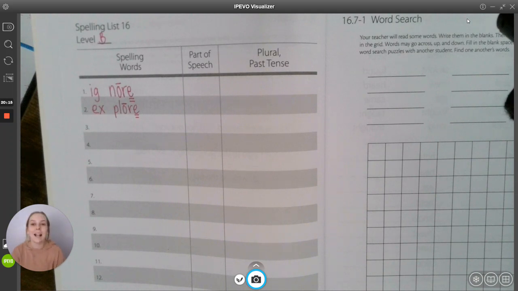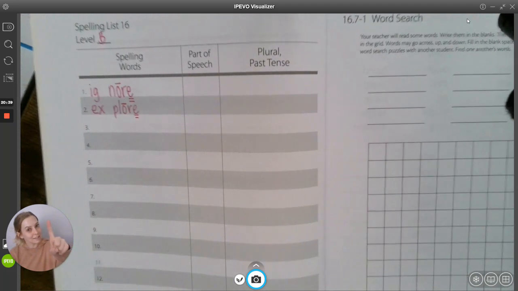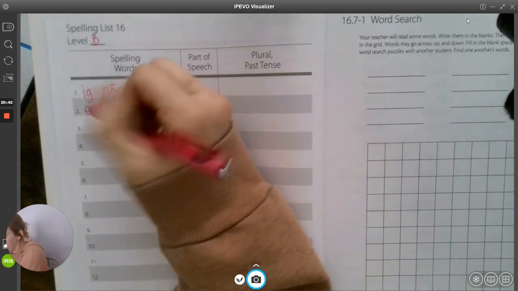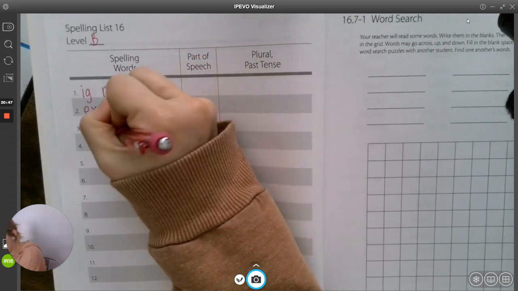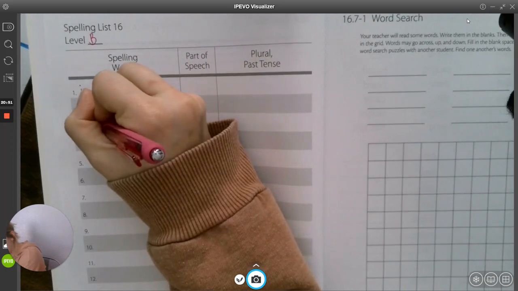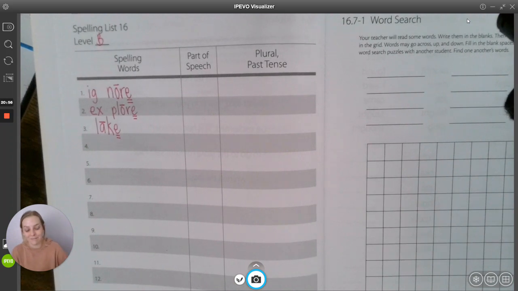Number 3, lake. Say lake. We stay at a cabin by the lake every summer. One syllable, so let's sound it out. L, A, K. Finger spell. L, A, K. Tall K. Silent final E. And again, silent final E makes A say its long sound. Awesome.